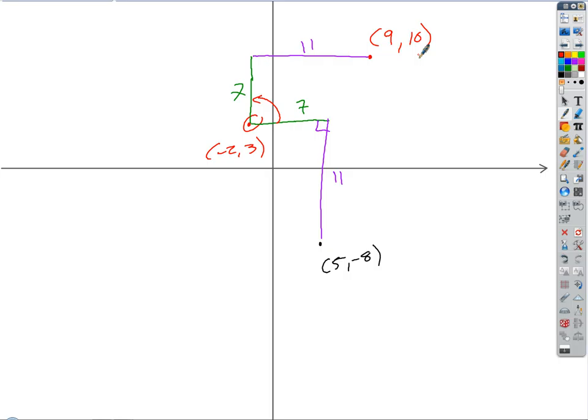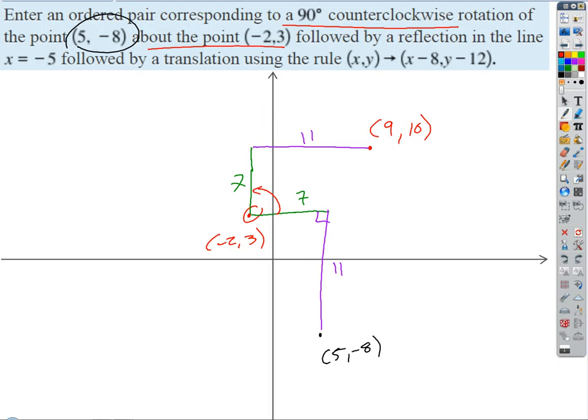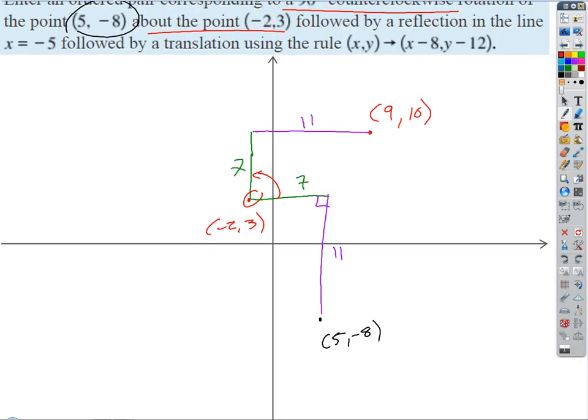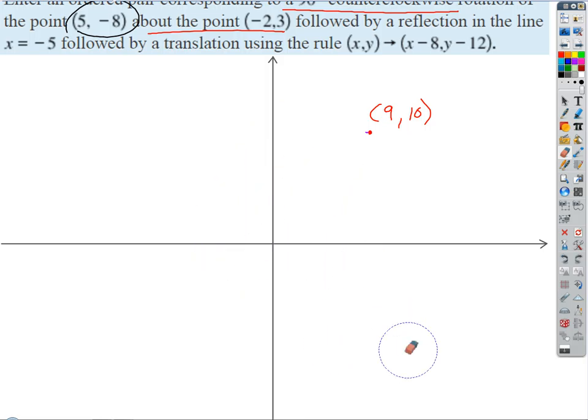That's the hard part. From here on out, it's not that big a deal. So what's left to do? We're going to reflect in the line x equals -5. So that's going to be kind of messy. Can I just erase all this stuff over here? Is that okay? I mean, you see how we got there, right? We took the segments and we rotated. So now, let's just do this. Okay, so now we've got to reflect over the line x equals -5.